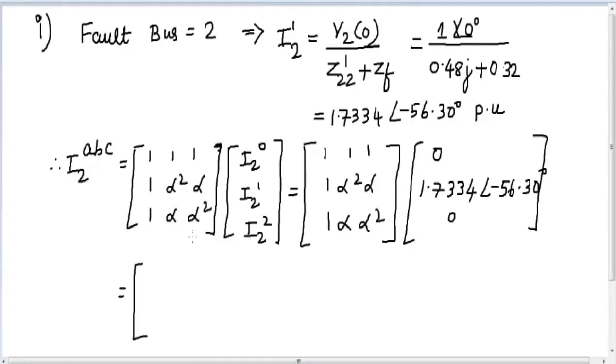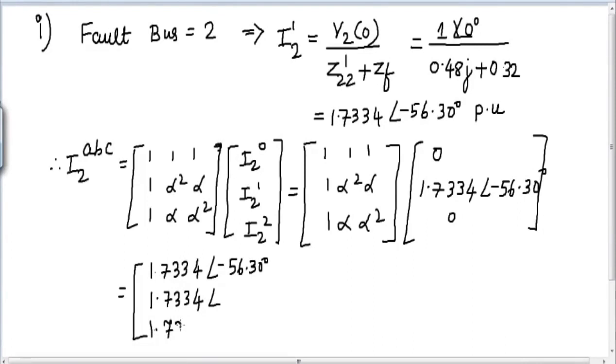First answer will obviously be the same, that is 1.7334 at an angle minus 56.30 degree. What will be the second one? Magnitude will be the same, of course, only there will be variation in the angle. There will be only the variation of angle because this is a symmetrical fault. We know what happens in a symmetrical fault: the magnitude is the same but the phase angle differs by 120 degrees, right? So phase angle will be different.